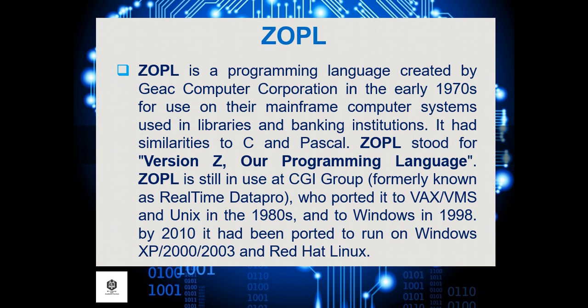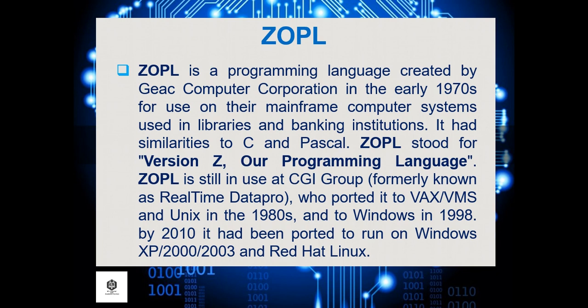ZOPL. ZOPL is a programming language created by GIAC Computer Corporation in the early 1970s for use on their mainframe computer systems used in libraries and banking institutions. It had similarities to C and Pascal. ZOPL stood for version Z, our programming language.